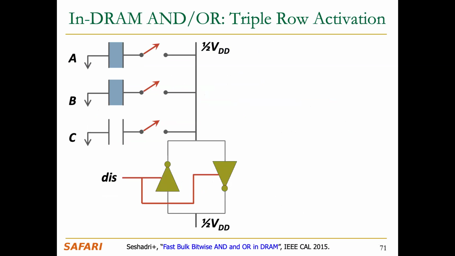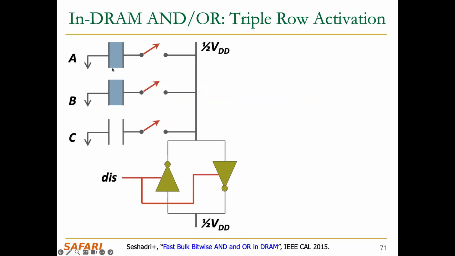I'm showing you here three DRAM cells, 3 rows. Only 1 cell per row in this case, but imagine that you could do this same thing on 8 kilobytes of data or 4 kilobytes of data. And you could potentially do this on thousands of different subarrays, meaning you could actually do operations on 8 million, 10 million bits at a time. So what is the operation?